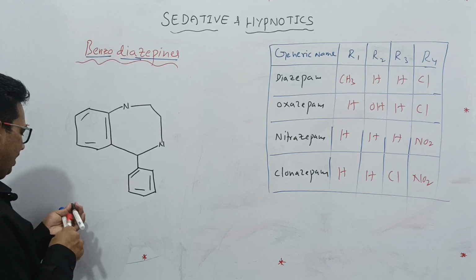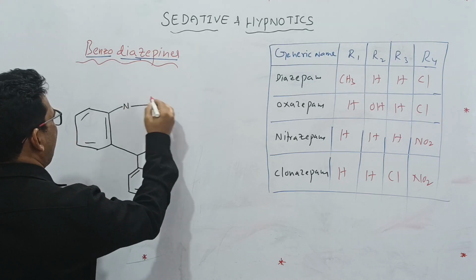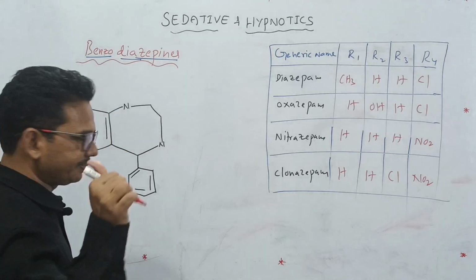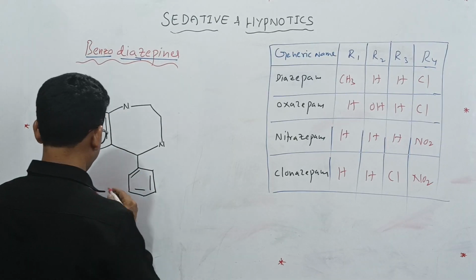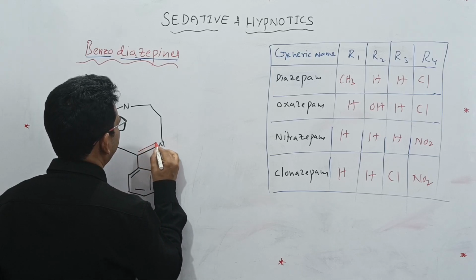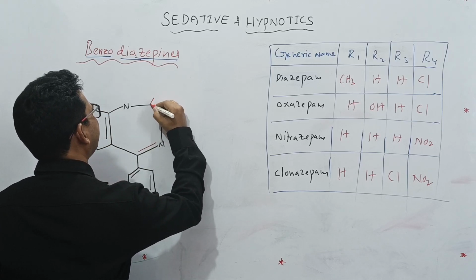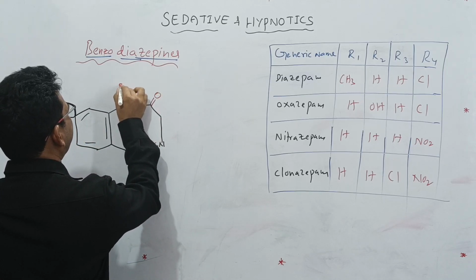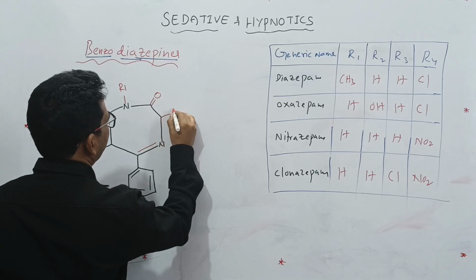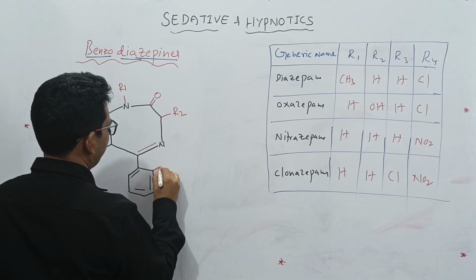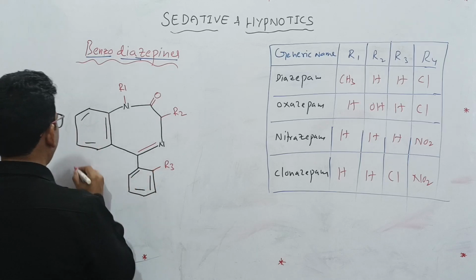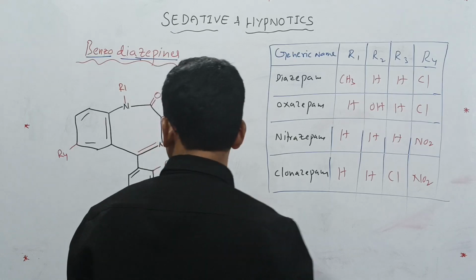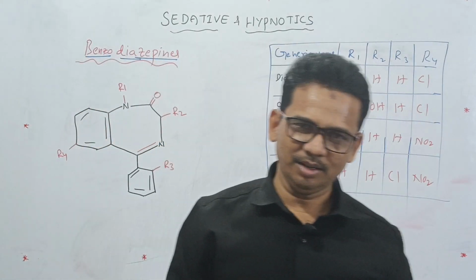Now see, it is 7-membered or not. We'll count from here: 1, 2, 3, 4, 5, 6, 7. Okay, done. Then see, this is a very important part in this case. This is also very important. Here also it has the substitution R1. Here R2. Here R3. Then here R4.